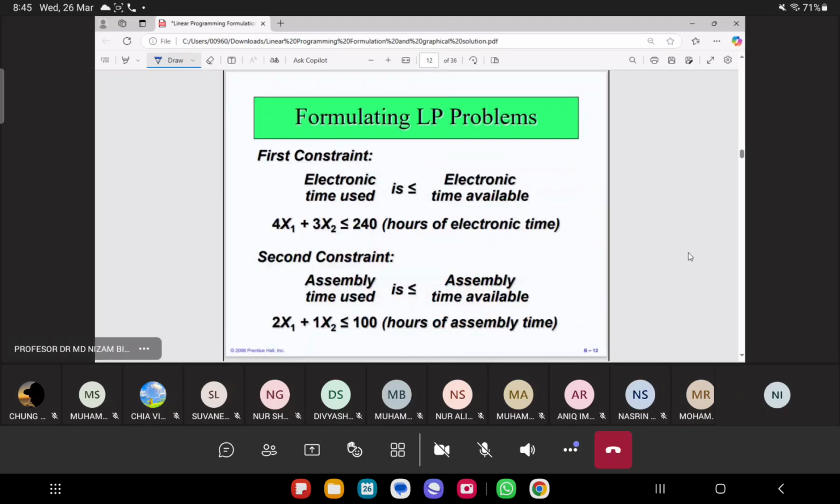Okay, so basically these are the constraints that I mentioned just now. The first constraint is that the electrical time used, 4x1 plus 3x2, must be less than or equal to 240. The second constraint is 2x1 plus x2 must be less than or equal to 100. This is for the assembly time.